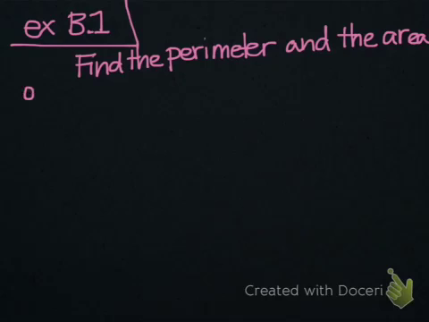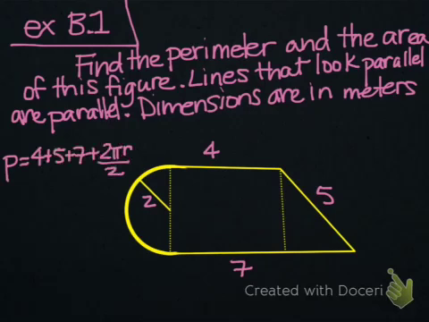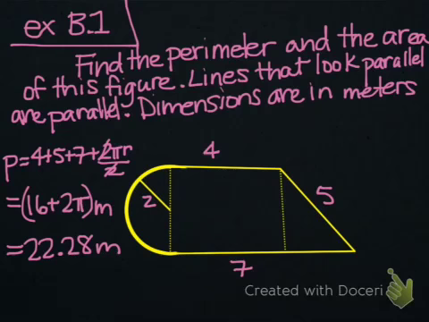Find the perimeter and the area of this figure. Lines that look parallel are parallel, dimensions are in meters, and my drawings are definitely not to scale. The perimeter is going to be 4 plus 5 plus 7, and then we need to use the circumference. The circumference is 2 pi r, but divided by 2 because it's a half circle. So it's 4 plus 5 plus 7, which is 16, plus 2 pi because the radius is 2. So 16 plus 2 pi is 22.28 meters.